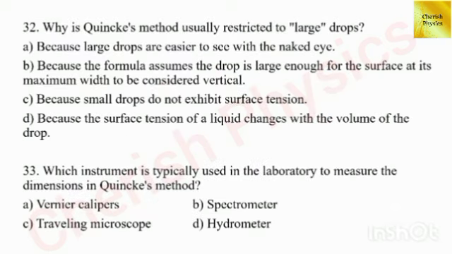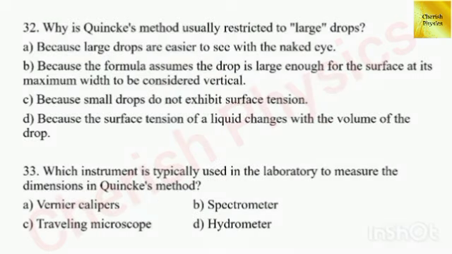32nd question. Why is Quincke's method usually restricted to large drops? The answer is option B, because the formula assumes the drop is large enough for the surface at its maximum width to be considered vertical. 33rd question. Which instrument is typically used in the laboratory to measure the dimension in Quincke's method? The answer is option B, traveling microscope.